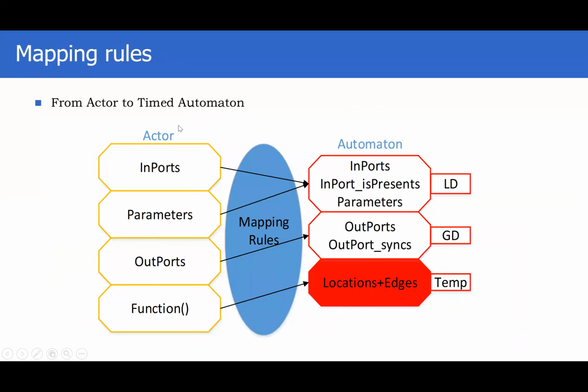Let's see the mapping rules here. This is the syntax element of actor. This is the syntax element of timed automata. The mapping rule tells us how to map the syntax of actor to that of timed automata. So there are input, output, and the parameter, and some functions. The inputs and the parameters are mapped to the local data here, and these are the naming of the timed automata. The outputs are mapped to the global data, and the functions are mapped to the transitions of the template. Template means the timed automata.